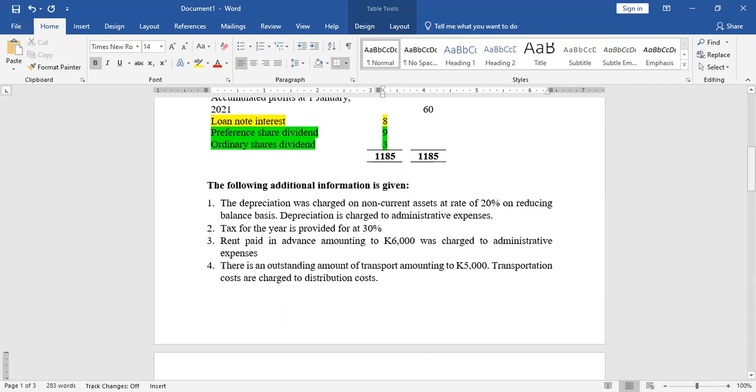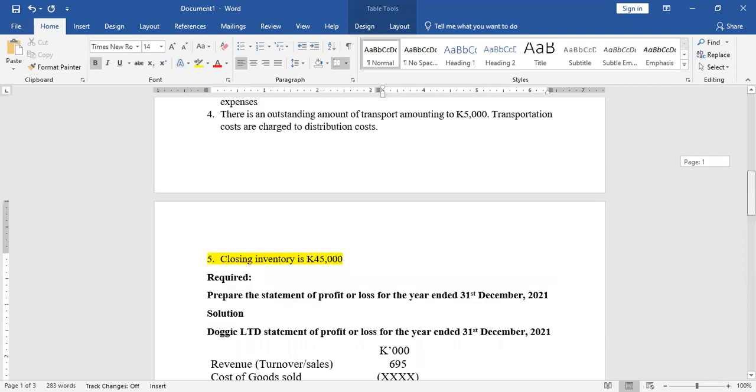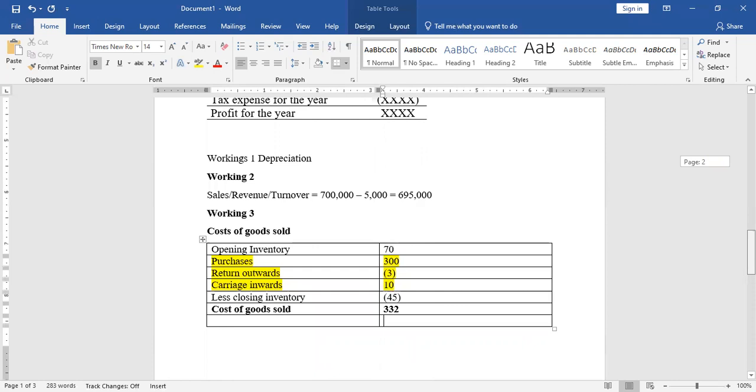Okay, there is an outstanding transport amount charged to distribution cost. It has nothing to do with the cost of sales. Closing inventory, we've already indicated. So now this confirms that actually our cost of goods sold is 332. So now I'm bringing 332 here.